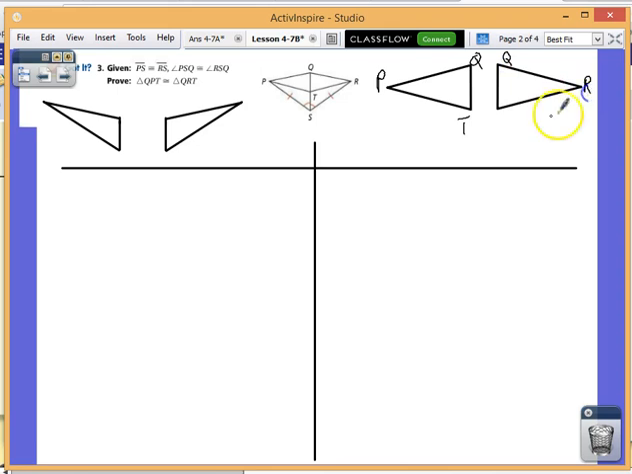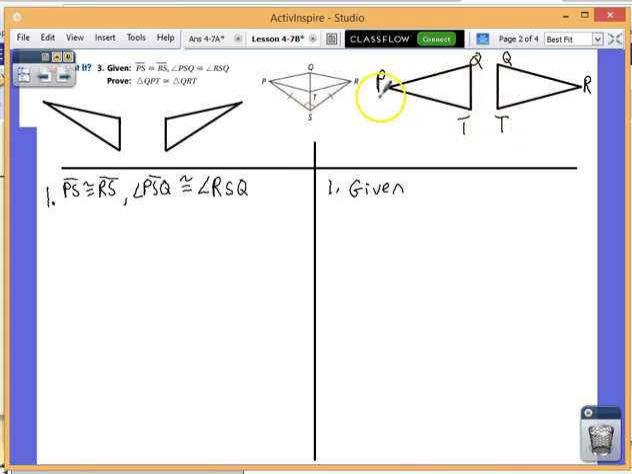All right, so of course the first thing I'm going to do is use my given information. So PS congruent to RS, and angle PSQ congruent to angle RSQ. And that's given. Well, I don't have any information at all about these 2 triangles that I'm getting ready to prove. I can already see that they share a side, and so those sides are going to be congruent by reflexive, but I don't have any other information at all.